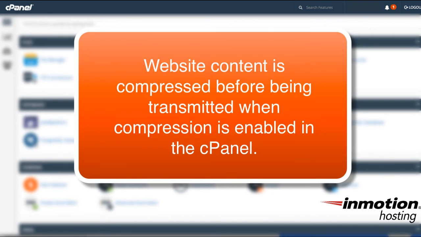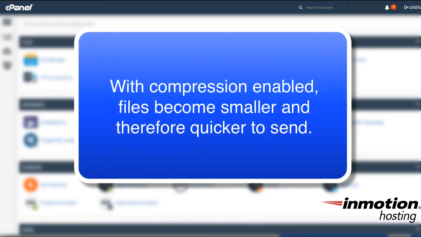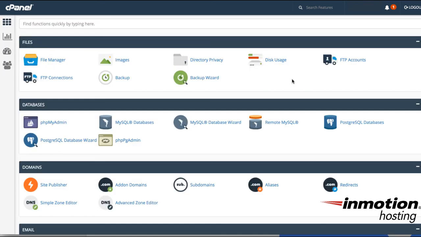cPanel provides this functionality with a few simple clicks. Enabling this option tells the Apache server to compress the content when it replies to a request. This helps speed up the transmission of website components when sent to the viewer. This option can be enabled for all the files on the website or only for a specific type of file. Let's take a look at cPanel and see how to enable this feature.